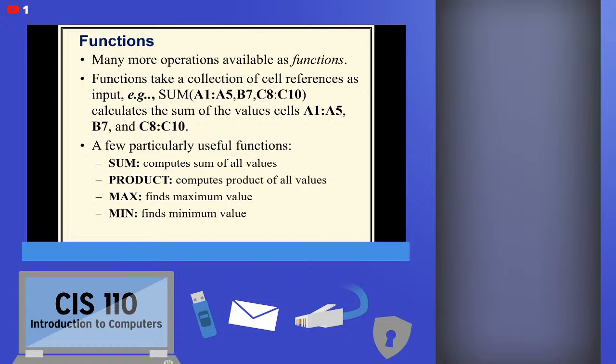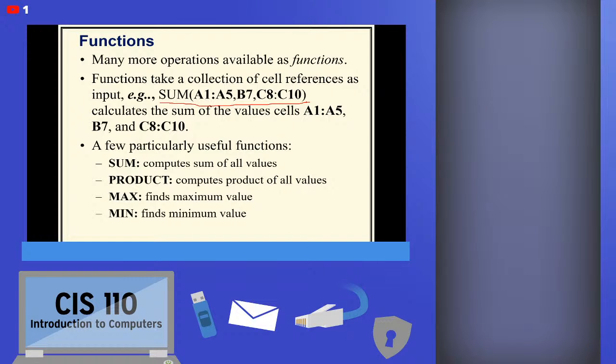So in this instance, we have the sum of cells A1 through A5, B7, C8 through C10. Now we could write that as simply equals A1 plus A2 plus A3 plus A4 plus A5 plus B7 plus C8 plus C9 plus C10. Or we could write it in our function notation as we've demonstrated here via this sum function. And this is a lot easier. It takes a lot less time. And we get the same answer produced to us.